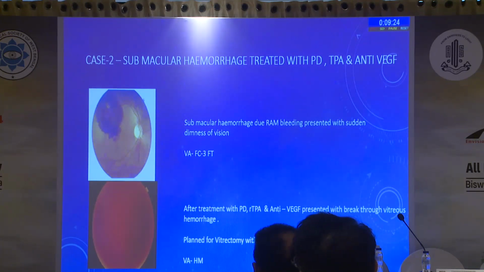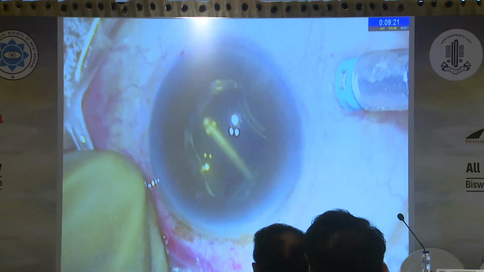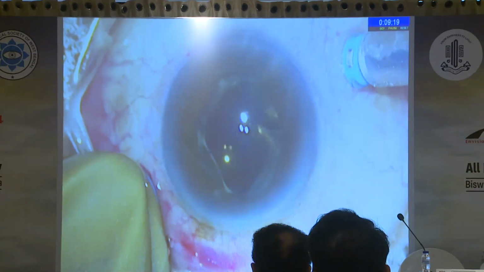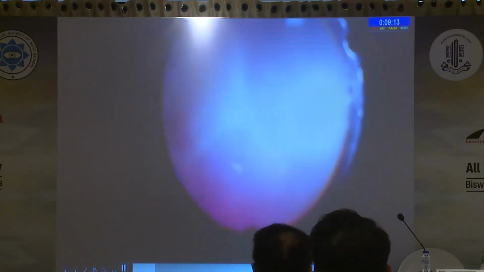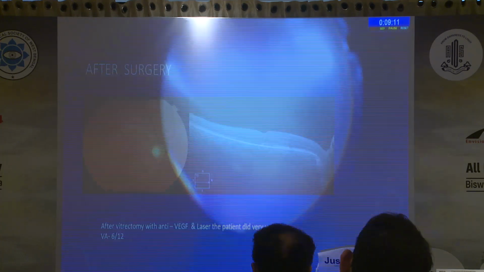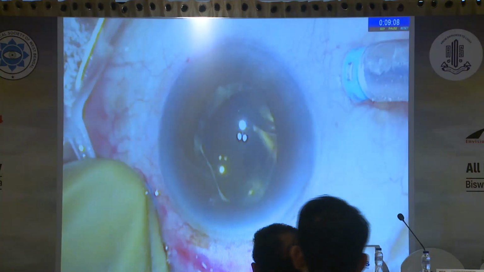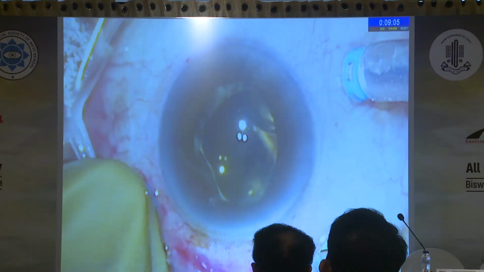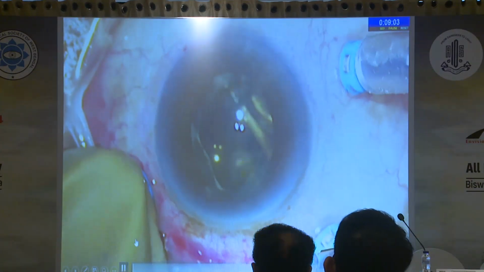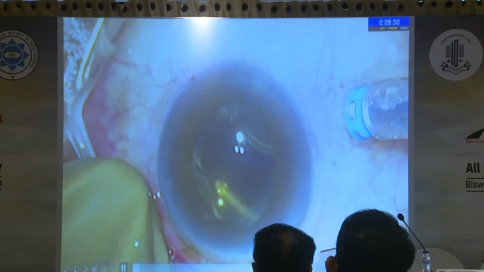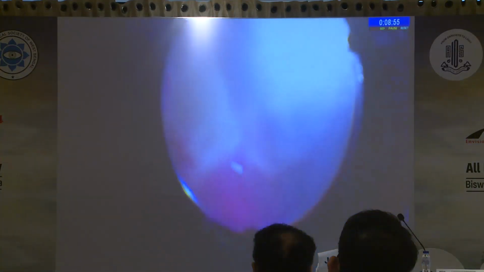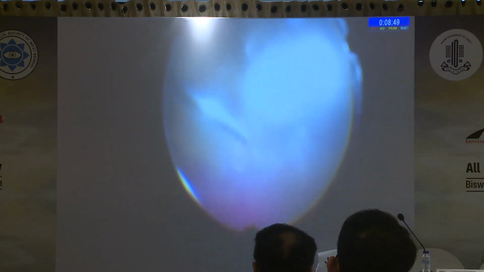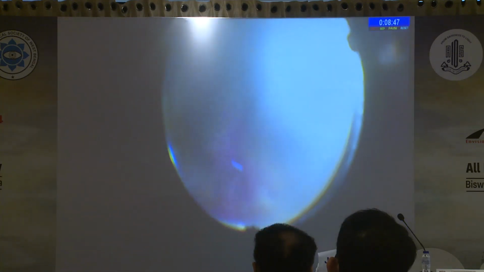Once this breakthrough bleeding happened, we had to take the patient for vitrectomy. You can see the dense hemorrhage is there. You can see the gas was still there, the tamponade was still there. If you don't counsel, the patient will go to another surgeon.